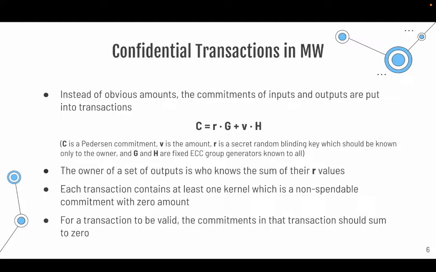So the owner of a set of outputs is someone who knows the sum of the R values of their commitments. Each transaction contains at least one kernel, which is a non-spendable commitment with zero amount. So the kernel has only the value R times G, because V, which is the amount for it, is equal to 0. And for every transaction to be valid, the sum of commitments in that transaction should amount to 0.